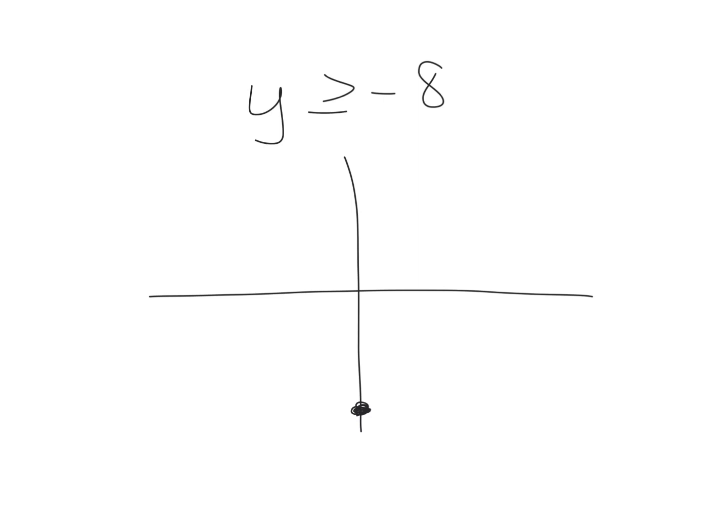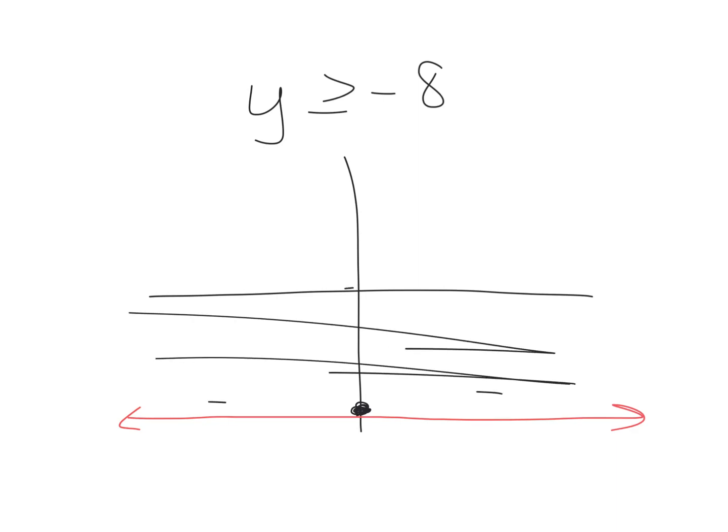Is it going to be solid or dotted? Solid, because it's equal to. Are we going to go horizontal or vertical? Horizontal, because it's not touching any other y. Good. Are we done? No, we have to shade. It says y is greater than or equal to negative 8. Since it's greater than, are we going to shade up or down? Up. All of this needs to be shaded.